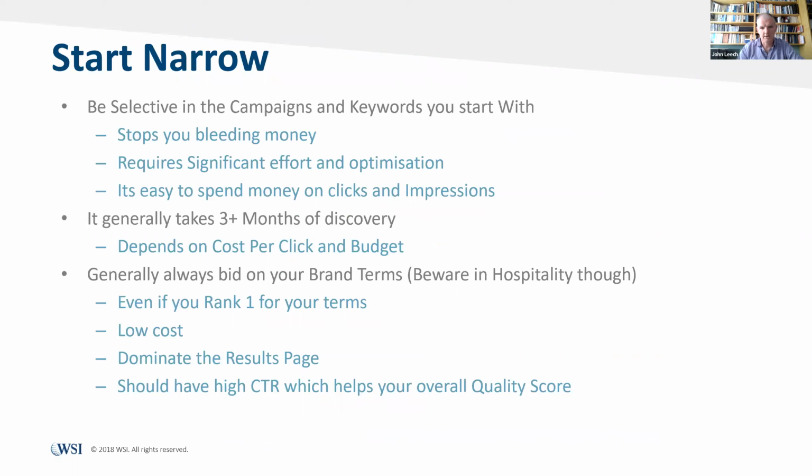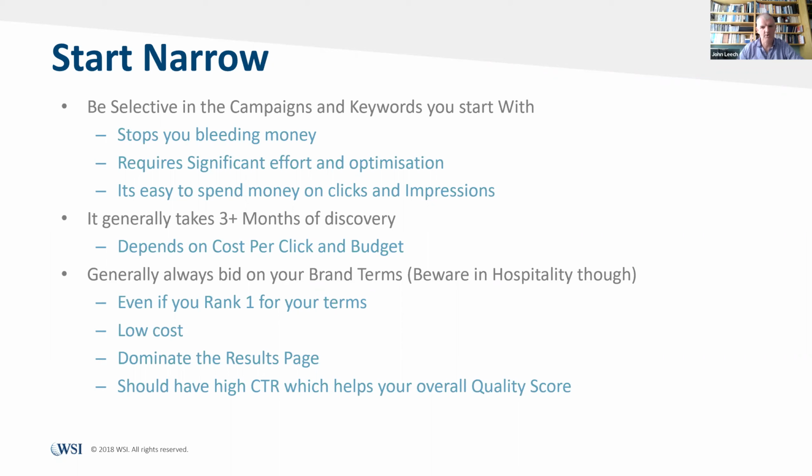I would generally recommend to start narrow, to be selective in the campaigns and the keywords that you start with, because that stops you bleeding money. If you've got a lot of keywords and a lot of campaigns, that takes a lot of effort and optimization, and it's very easy to spend money on clicks and impressions and get no conversions. So if you're starting out, have a brand campaign, which is just your brand terms. There may be very little search volume, but have it there so that you're picking up any search volume that already knows you as a brand, and is therefore highly likely to convert. Then just grow it out slowly, as you find niches that work for you.